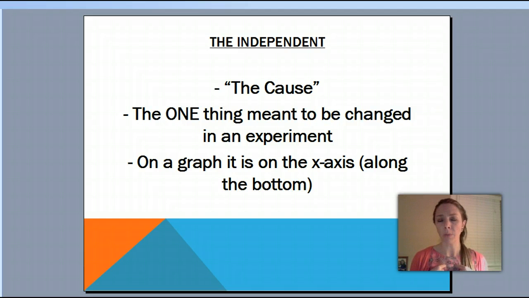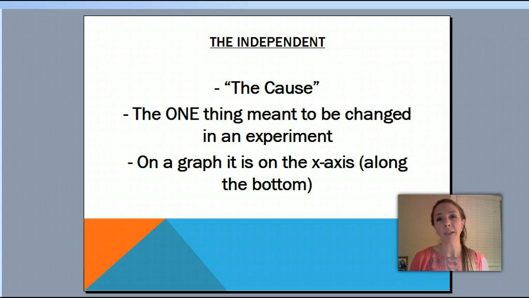And on a graph, you might think of it as our y-axis, right? So I'm sorry, I said that wrong. You might think of it as our x-axis, right? So the thing that we're changing on the bottom, right? So it's the cause, the one thing that's meant to be changed in an experiment. A note to the substitute: if you need to pause this for them to write, if I go too fast, please do so, and then go back and rewind.